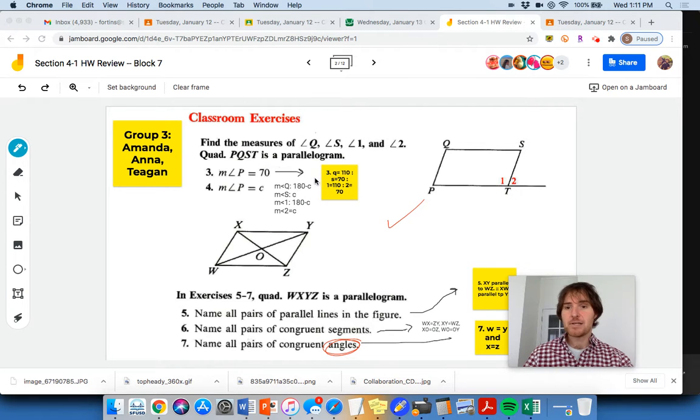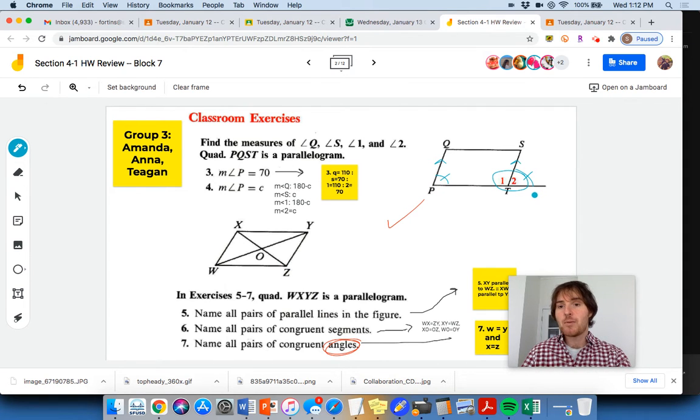This is a question that I talked about during third block. I'm not going to talk about it much, but it's supposed to remind you of this question here. We know that those two things are supplementary, because it makes a straight angle. Measure of angle 1 plus measure of angle 2 equals 180. And if this is a parallelogram, we would know that segment QP is parallel to segment ST by definition of a parallelogram, and that these are corresponding angles right here.